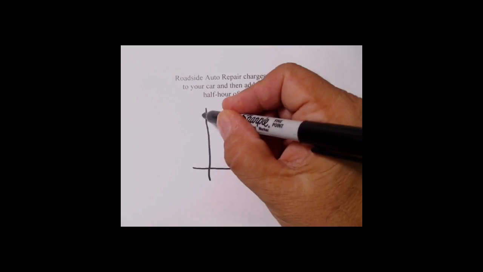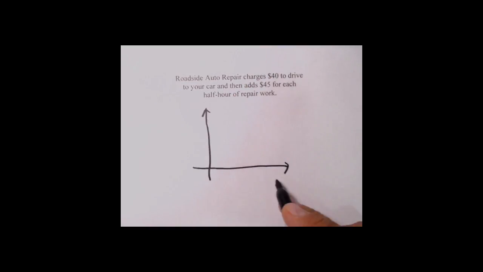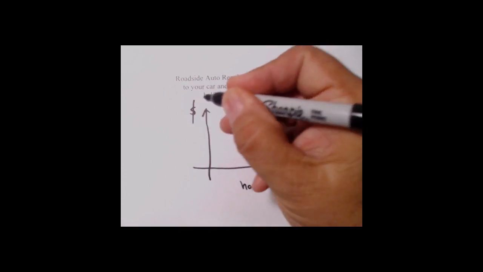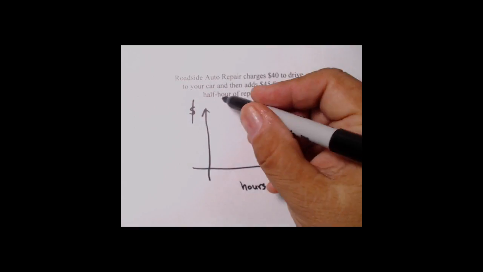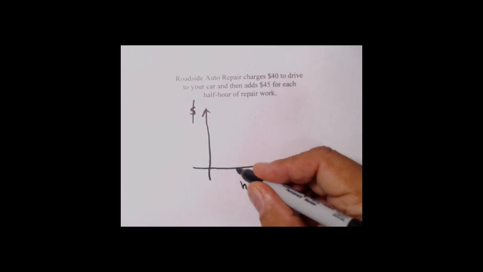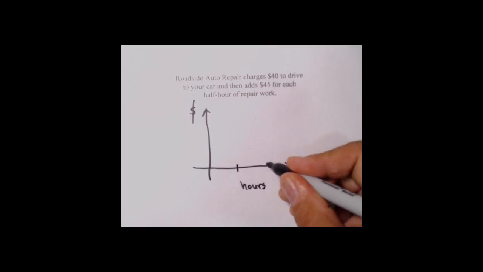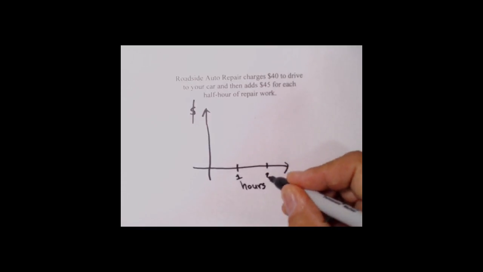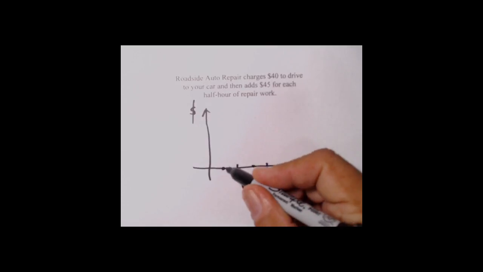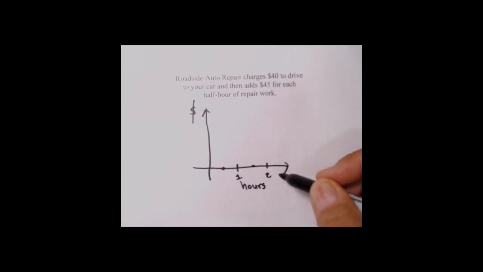So here we go. Now, remember the thing we normally put along the bottom axis is time, and this is going to be in hours. And going up along the vertical axis is going to be our cost, in dollars. Remember, we're talking about half-hour blocks, so if I said this was 1 hour, and this was 2 hours, for instance, then the dots in between would represent a half hour, 1 hour, 1.5, and so on.